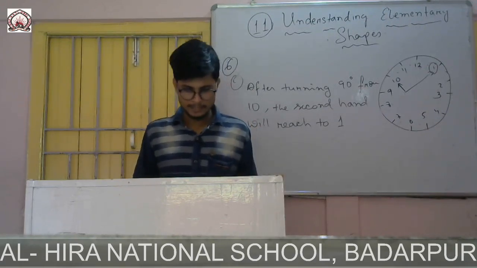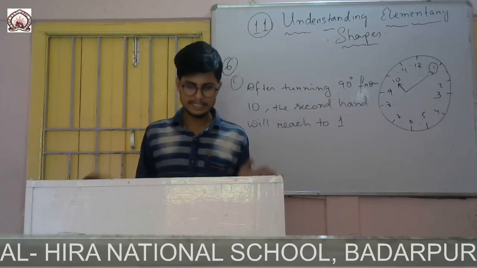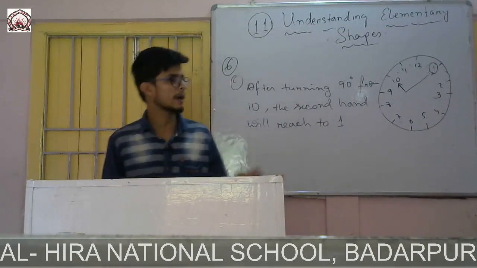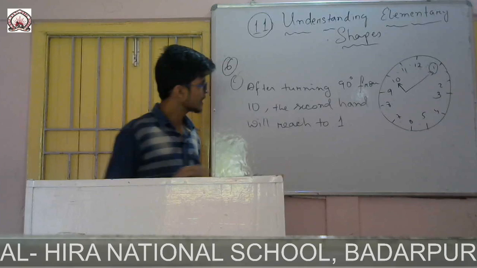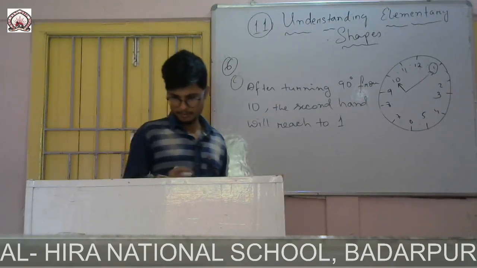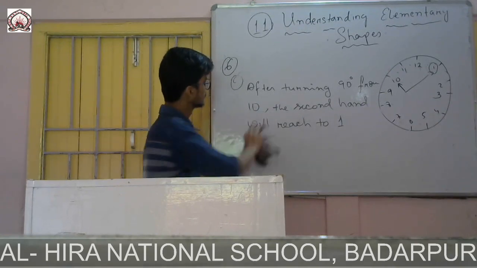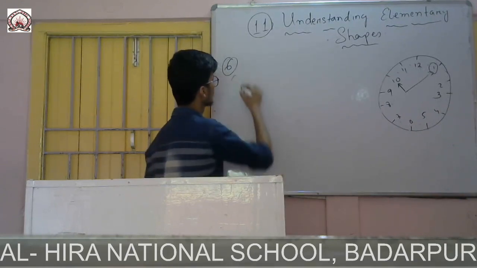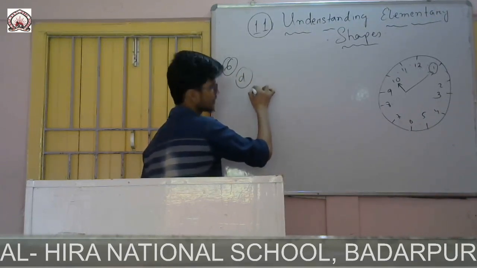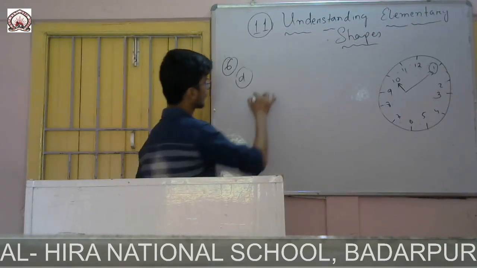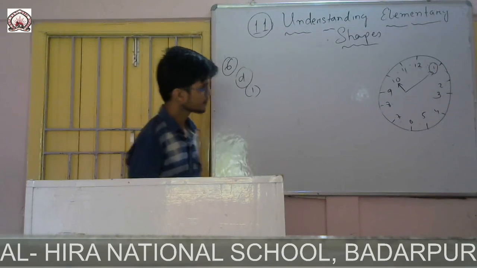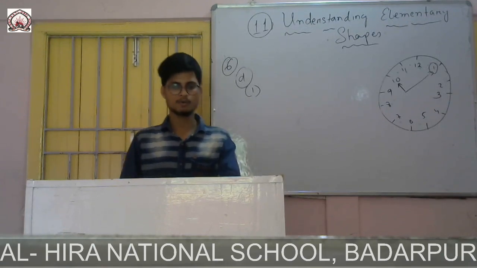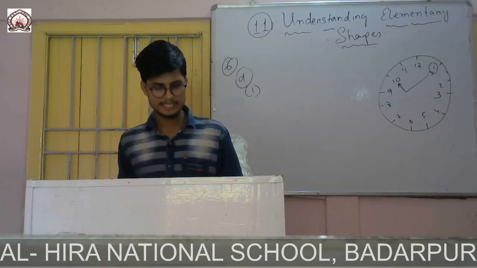Now question number D. What is the time on the clock when the hour hand moves clockwise 60 degrees from 5 o'clock? So one by one you have to find. Question number D is the same as this one. Okay, before solving, write Roman number 1. So the question is, what is the time on the clock when the hour hand moves clockwise 60 degrees from 5 o'clock?